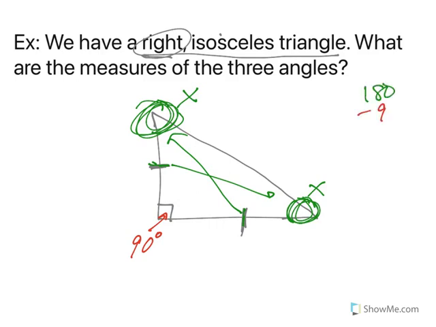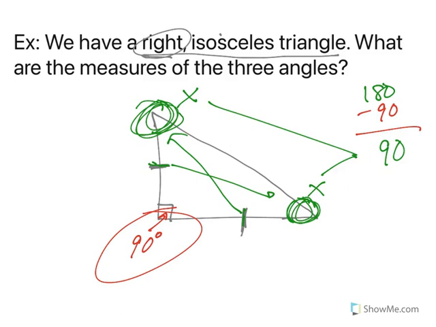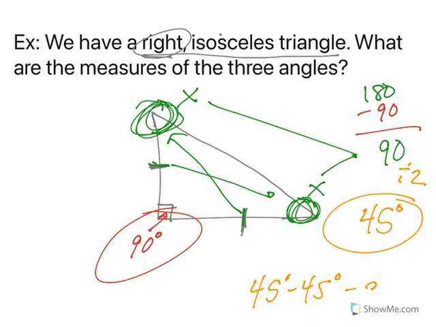Well, if I take away the 90 degrees of my right angle, that means the other two have to add to be 90. So if I divide that by 2, each of my other angles is going to be 45 degrees. So my three angles are 45 degrees, 45 degrees, and 90 degrees.